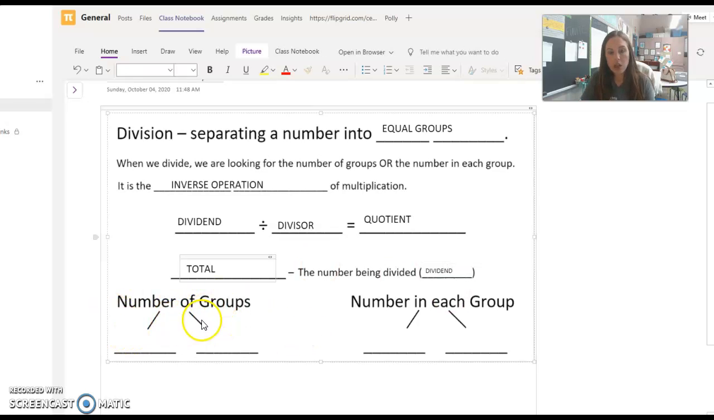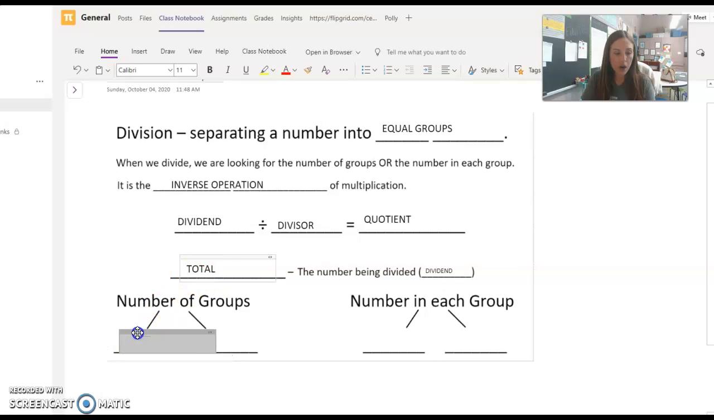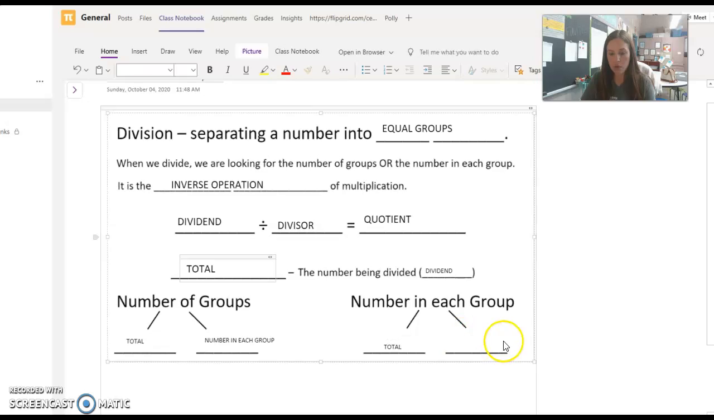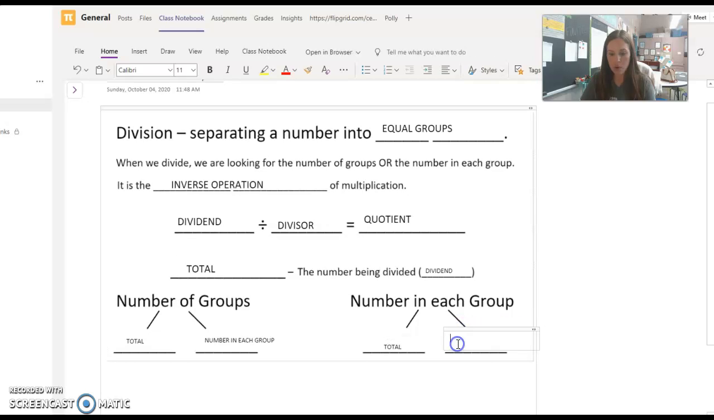So again, when we are dividing, we are looking for either the number of groups, because we already know our total, and we would know the number in each group, or we are looking for the number in each group because we already know the total or the number of groups.